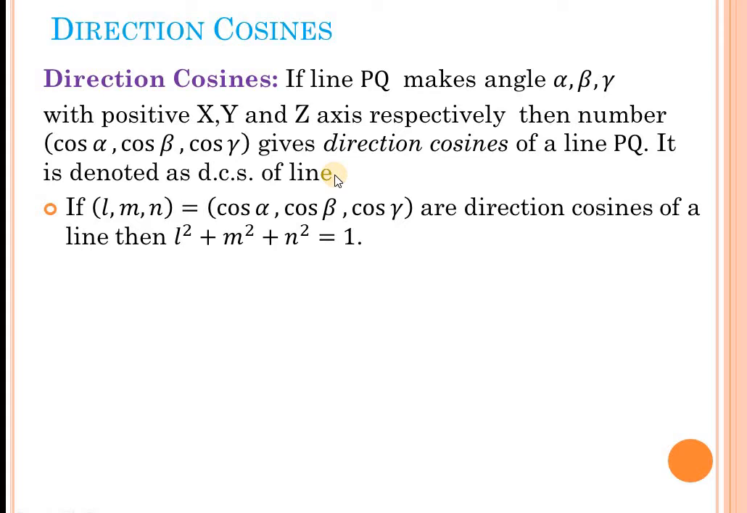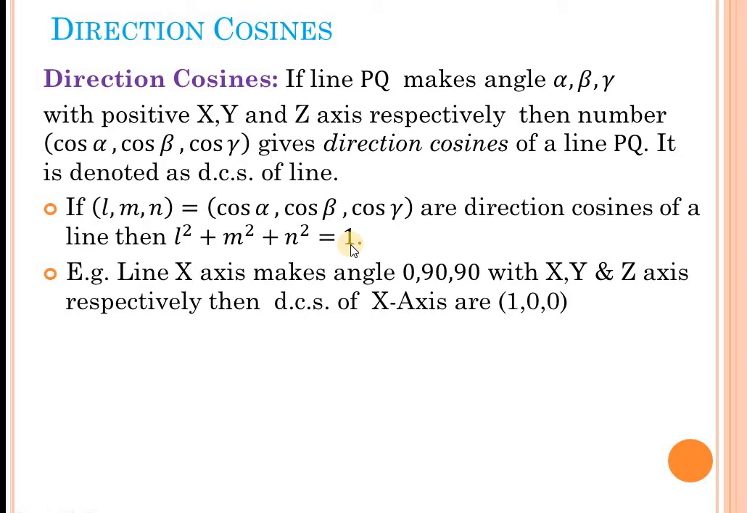Now we see the property. If l, m, n are the direction cosines of a line, then l squared plus m squared plus n squared is always 1. For example, we find the direction cosines of the x axis. The x axis makes angle 0 with the x axis, pi by 2 or 90 degrees with the y axis, and pi by 2 with the z axis respectively. Then the direction cosines of the x axis are 1, 0, 0.